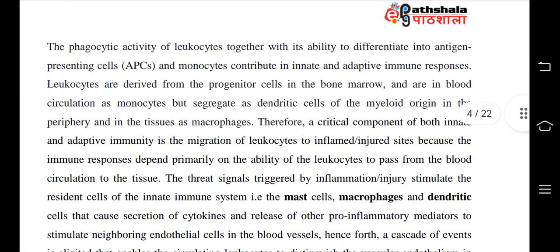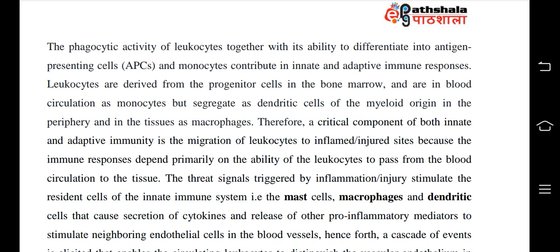Introduction. The phagocytic activity of leukocytes, together with their ability to differentiate into antigen-presenting cells, contributes to innate and adaptive immune response. Leukocytes are derived from the progenitor cells in the bone marrow and are in blood circulation as monocytes, but segregate as dendritic cells of myeloid origin in the periphery and in the tissues as macrophages. Therefore, a critical component of both innate and adaptive immunity is the migration of leukocytes to inflamed or injured sites, because the immune response depends primarily on the ability of the leukocytes to pass from the blood circulation to the tissue.